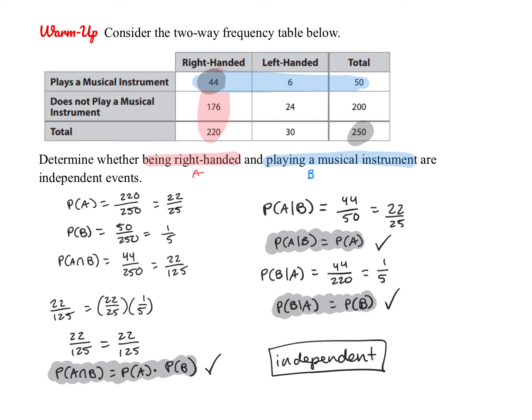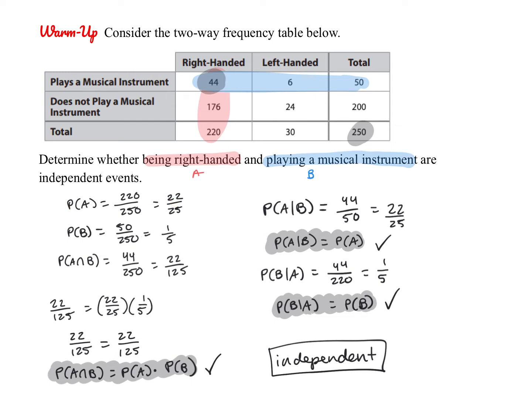So in the last lesson we learned one way to show this is by showing that the probability of A given B is equal to the probability of A, or the probability of B given A is just the probability of B. So essentially saying the condition doesn't affect the probability of the event. Or you could show that the probability of the intersection of events A and B is the product of the individual probabilities. So you could see here that I found the individual probability.